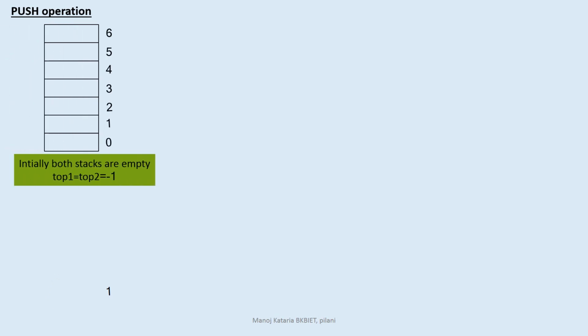So you see here in the figure, that is for push operation. So first of all, we see here initially both stacks are empty, means top 1 and top 2, both these pointers, if they are equal to minus 1, then we can say that both stacks are empty.